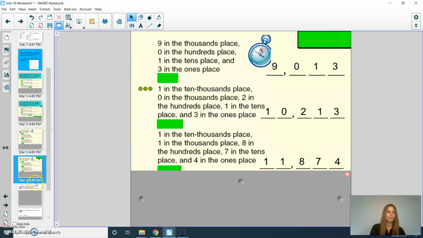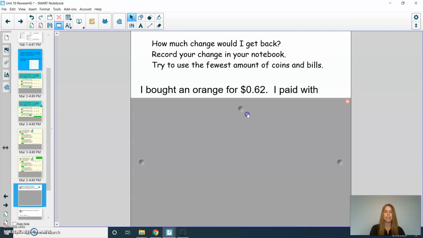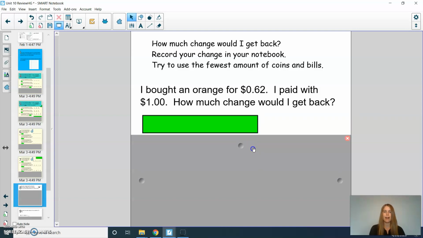The next thing we're going to talk about is how much change would I get back. So I want you to record your change in your notebook, and we're going to try to use the fewest amounts of coins and bills. So if I bought an orange for 62 cents and I paid with $1, how much change would I get back? I want you to press pause and then play when you're ready to hear the answer.